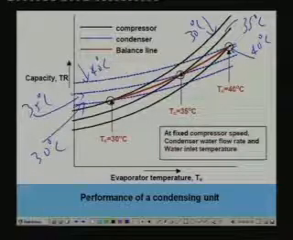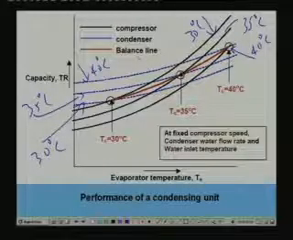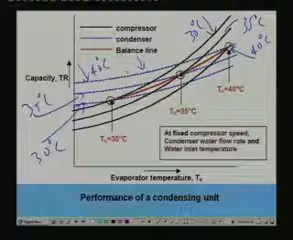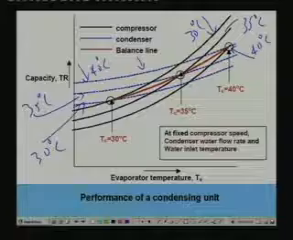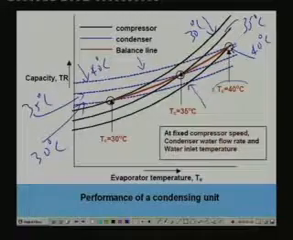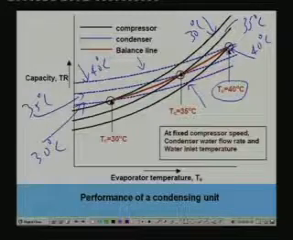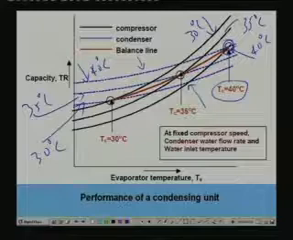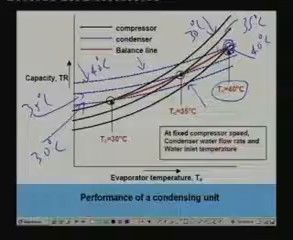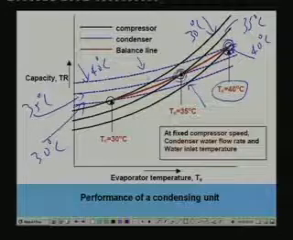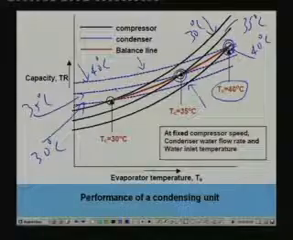Now, what are the balance points here? The balance points are nothing but the points of intersection. That means you take the condenser line, for example, a 40 degree condenser line, where the condenser line at 40 degree condenser temperature is intersecting with the compressor line at 40 degree condenser temperature. That is the balance point for 40 degrees, that is this point. So, at this point the 40 degree condensing temperature lines of compressor and condenser are intersecting. So, you get one balance point here, and at this point the compressor and condenser characteristic curves at 35 degree condensing temperature are intersecting.